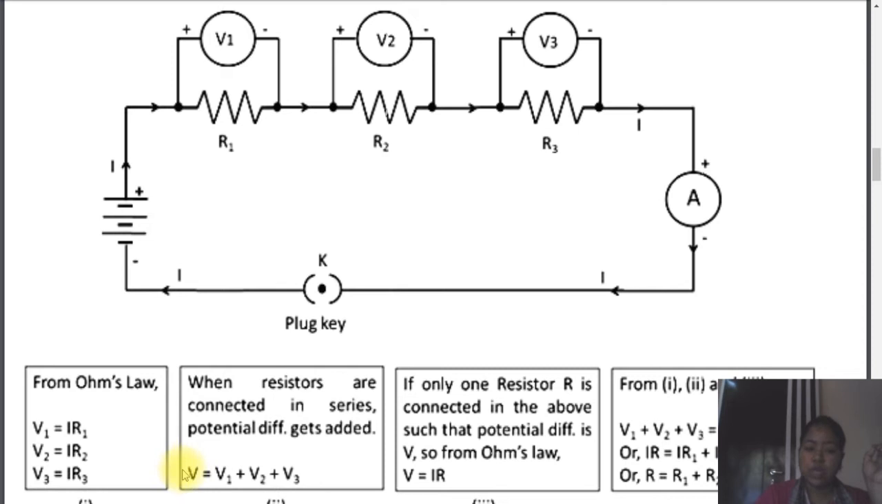That means V, the equivalent potential difference, the total potential difference of the whole electrical circuit, will be equal to the potential difference across the first resistor plus the second resistor plus the third resistor. That means V equals V1 plus V2 plus V3.